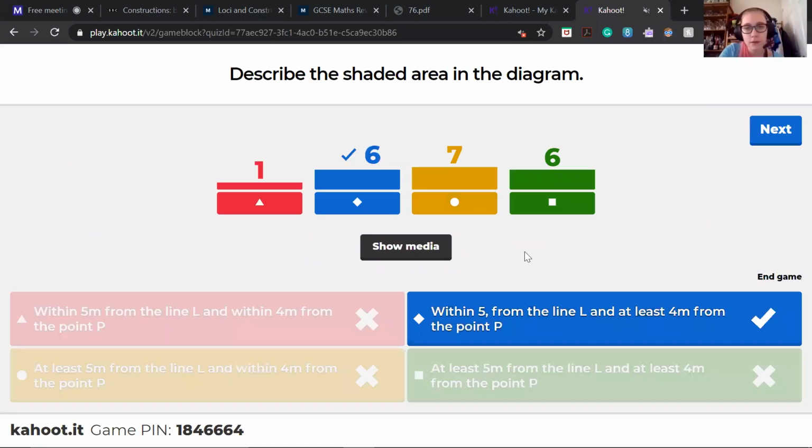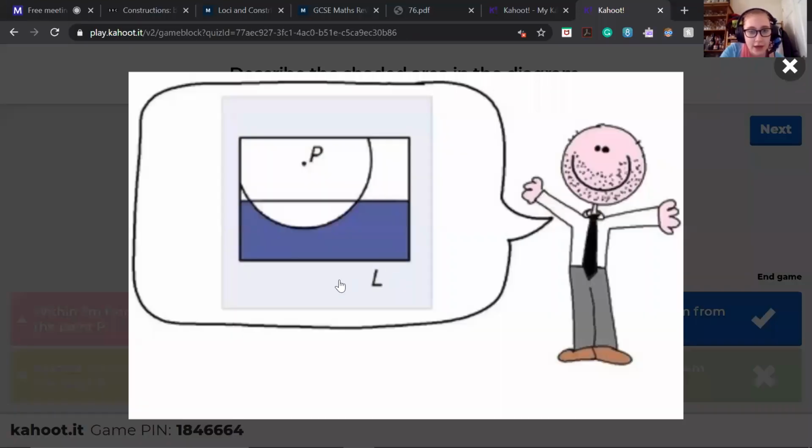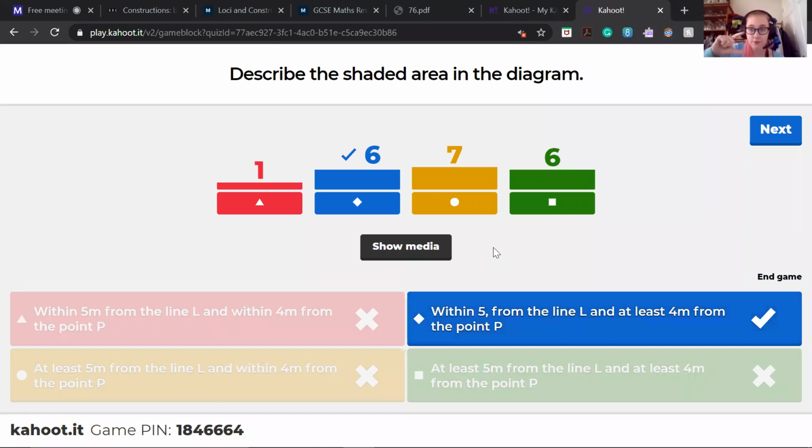Okay, cool. So at least some of you got it. It looks like the common mistake here was thinking that it was at least 5 meters from the line L. But we can see here that it's close to the line L. This whole thing at the bottom is the line L. We see that this line is 5 meters, we just have to assume that from what the answers are. So it's on this side of the line. So it's within 5 meters from L, but it's outside of the circle, so it's at least something from P. That makes sense. So it's within 5 meters from L, but it's at least 4 meters from P because it's outside of that circle there.